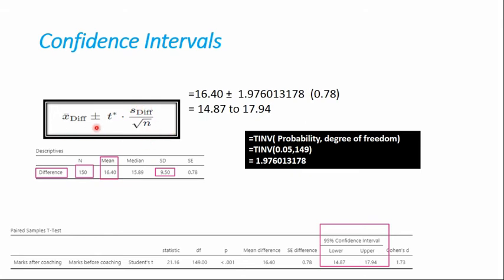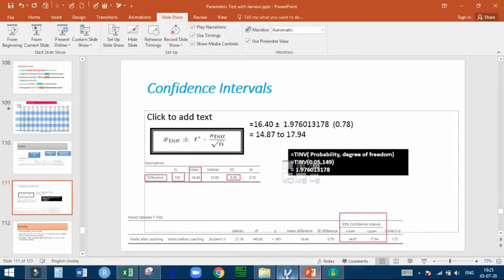Friends, put the values here. Friends, note it down. This is the mean of difference. We have taken here the mean of difference, 16.40.